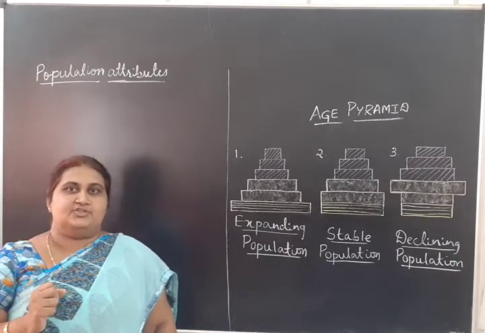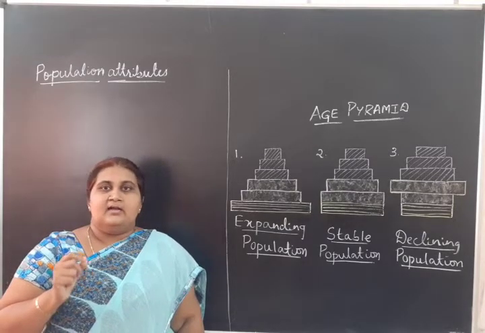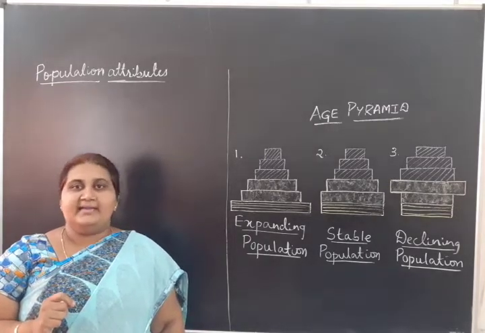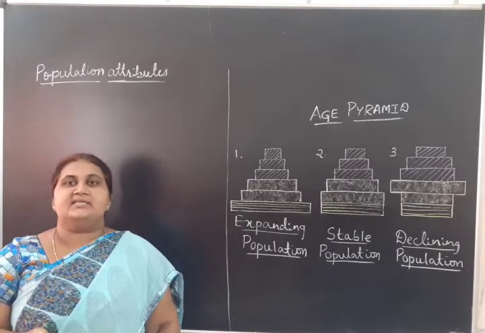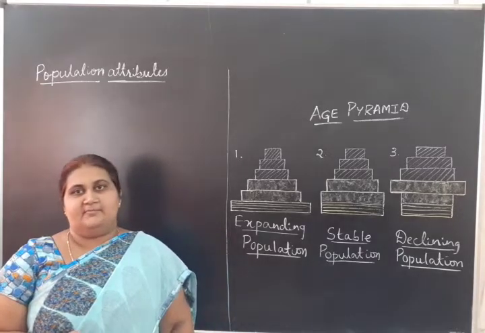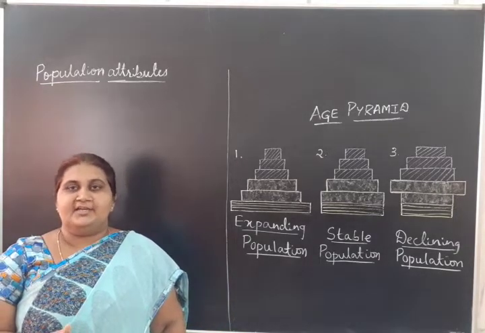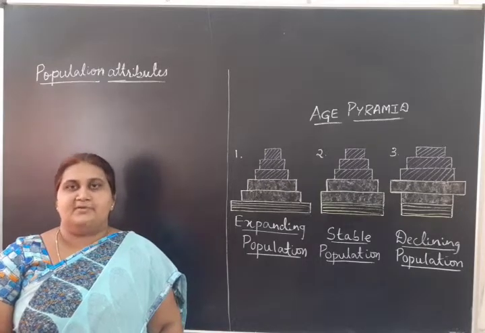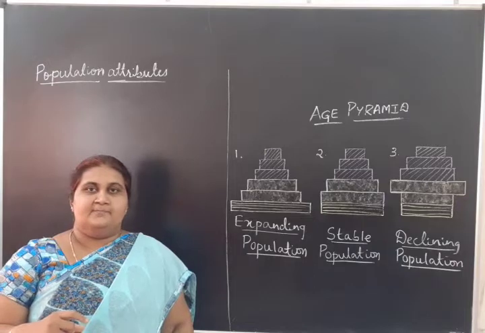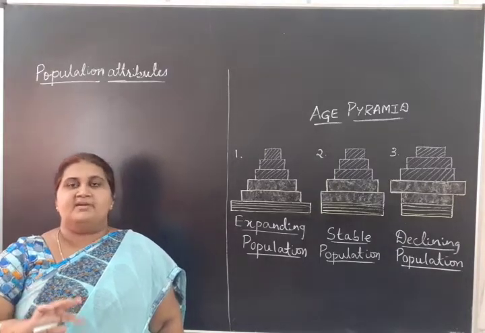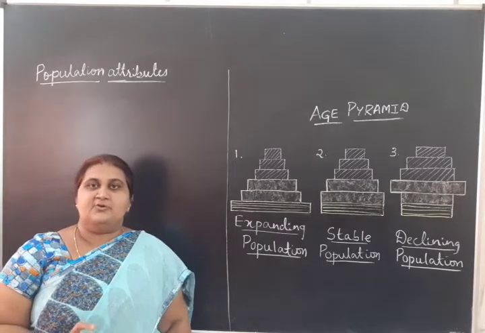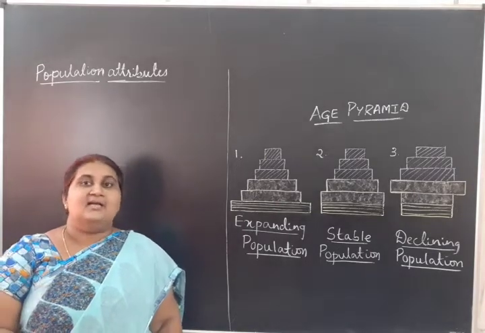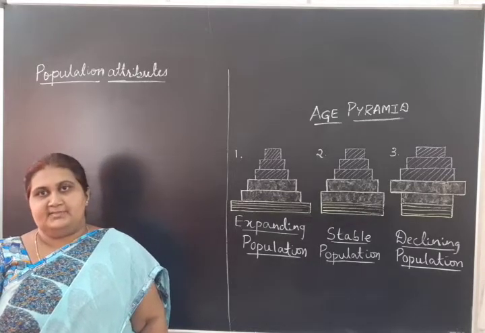The second characteristic feature: the individuals of a population are genetically identical to each other. The genetic makeup, the chromosome number is the same, and the individuals of one population are reproductively isolated from another population. So individuals within a population can interbreed among themselves, but not with the other population. So these are the characteristic features of a population.